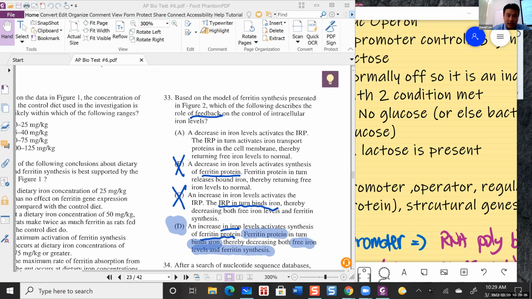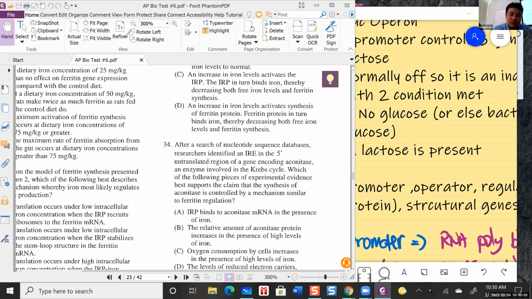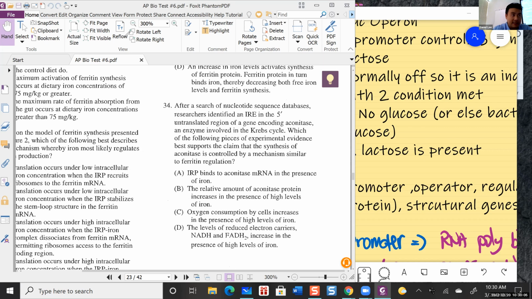Yeah, so B and C are wrong. Let's see what's wrong with A. I didn't read further. Decreasing iron activates IRP. That is also something that is off. IRP is usually activated, okay. IRP in turn activates an iron transport protein in the membrane. So there's no question about this transport protein. So that part is wrong. So the best answer is D. Okay, so we have to analyze them like this. Let's go to the next one. They force you to read every single choice and eliminate. That is how you answer most of these difficult questions.